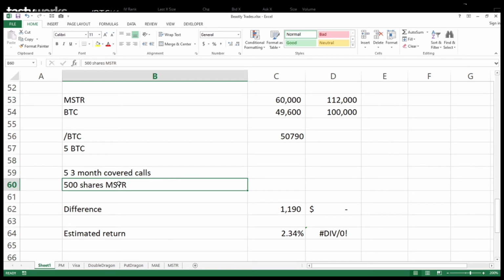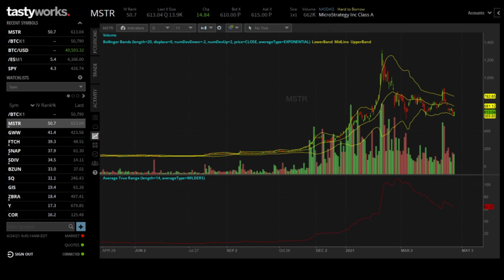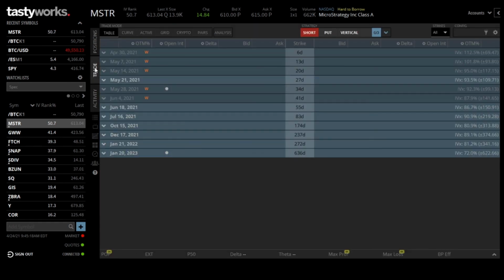Let's just say, for example, you wanted to do something similar to a future. What you could do is a 3 month covered call. The good thing with options is that you can control your timing. So let's flip back over to the platform real quick. I want to show you MSTR, the options that are available.